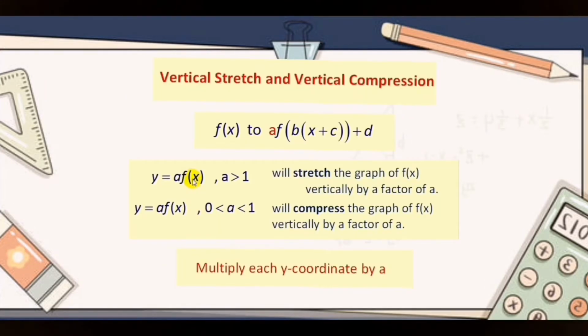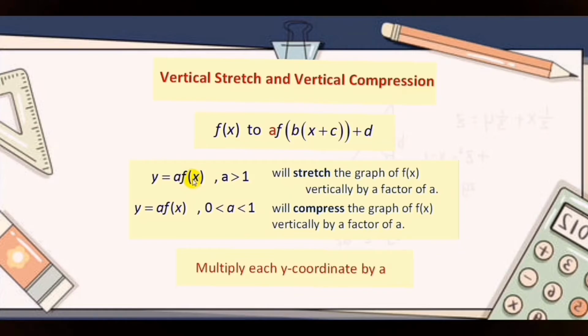When y equals a times f(x) for a greater than 1, it will stretch the graph of f(x) vertically by a factor of a. And when y equals a times f(x) for a between 0 and 1, it will compress the graph of f(x) vertically by a factor of a.